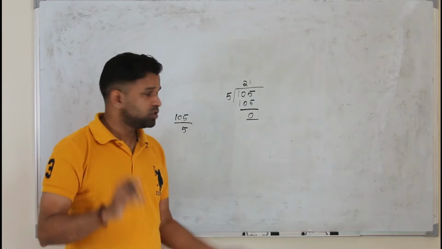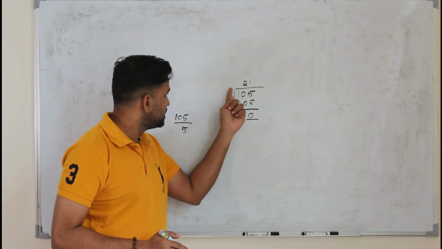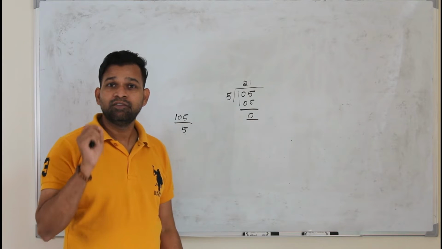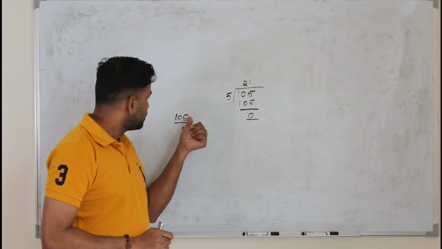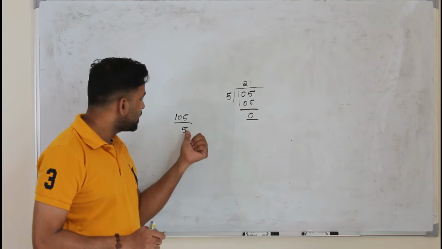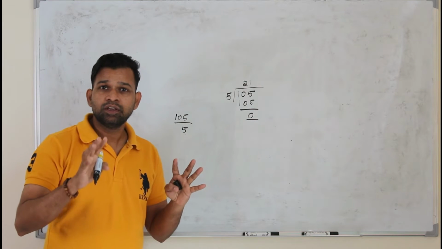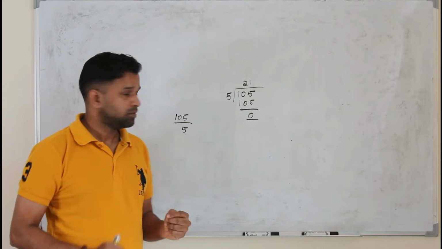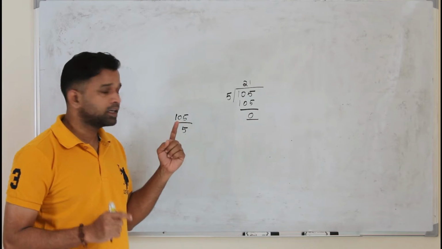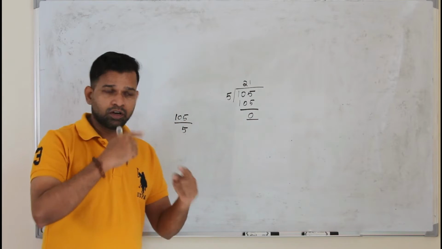When the remainder is 0, there is a special name for this divisor. We call it a factor of 105. This 5 is a factor of 105. It's the same thing in the factor theorem also. But the factor theorem says it in reverse order.